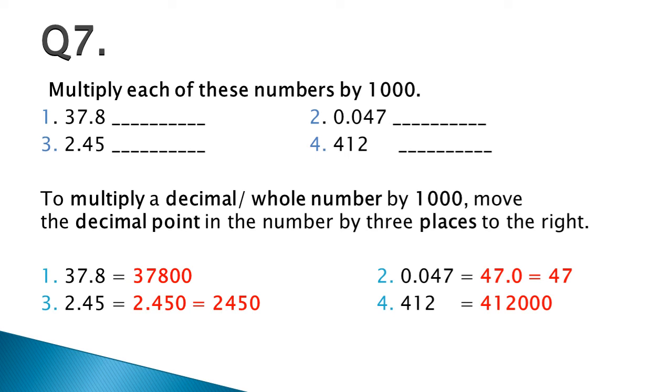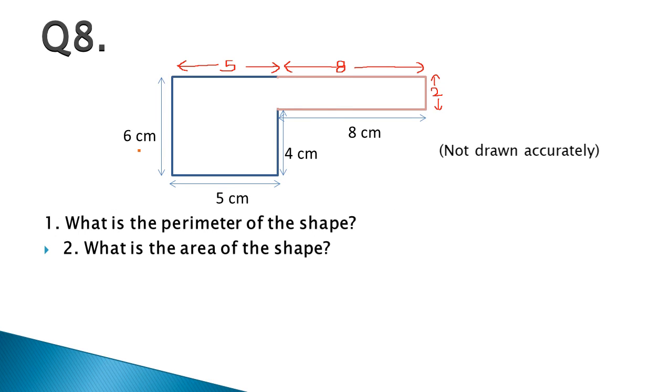Just count the number of zeros at the end, and in your answer just include that many zeros. So if it's 10, it becomes 4,120, just 1 zero at the end. Similarly, if it's 100, you add 2 zeros at the end, and so on. Right, let's move on to the next question.